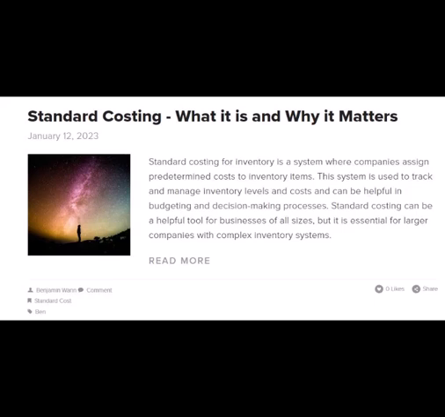5. One of the advantages of standard costing is that it provides a consistent basis for comparison. This can help businesses identify areas where they are overspending or could be more efficient. Additionally, standard costing can help businesses budget more effectively and make better decisions about pricing their products and services. Overall, standard costing is a tool that can be used to improve business efficiency and effectiveness.